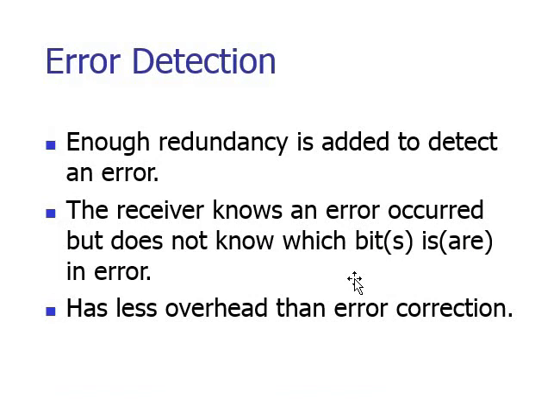Now whenever we deal with error detection, we have to add some extra redundant bits. Then the receiver will know that an error is there, but it does not know which bit is changed, means which bit has become 0 to 1 or 1 to 0. The receiver could not find this, and error detection is a simpler process than error correction.